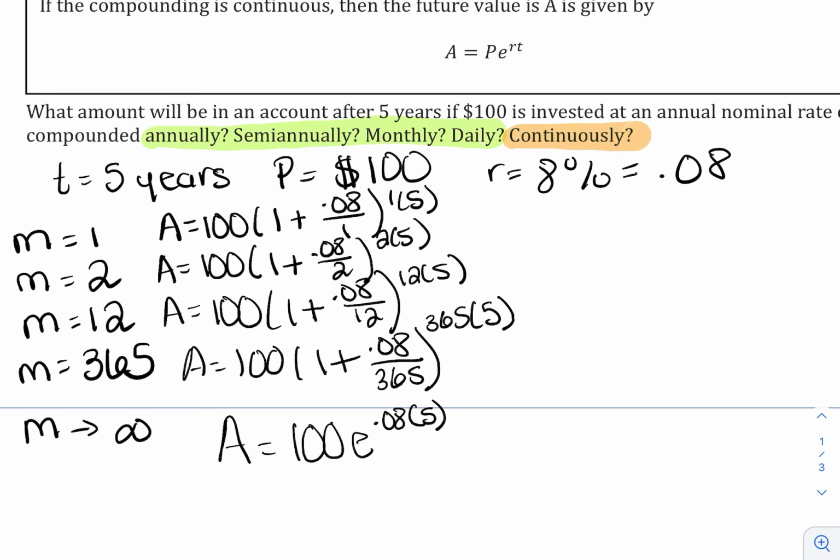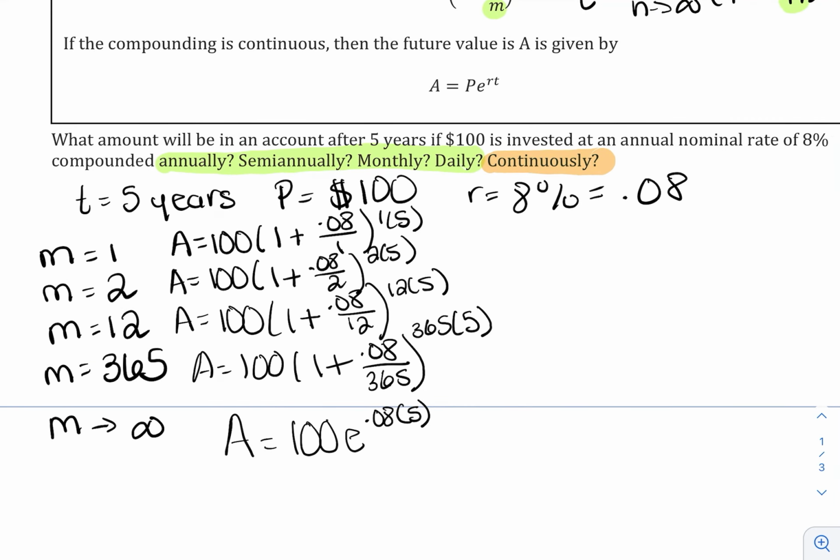Now, the key here is to properly enter this in your calculator, so use parentheses. It goes with the same thing I was telling you in the question above. Use parentheses for the power also. So this one is going to give you $146.93. This one is going to give you $148.02. Round to the nearest hundredth.